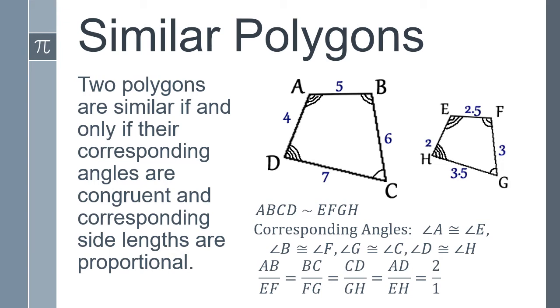So if we take a look at this, you'll notice just like in congruence, when we name similarity, that's what the symbol here means. That symbol, the tilde, means similar. ABCD is similar to EFGH. The corresponding angles, the congruent angles, match up just like they do in congruence. So corresponding angles will be congruent, and then the sides, AB over EF, BC over FG, CD over GH, and AD over EH would all have the same exact ratio of 2 to 1.